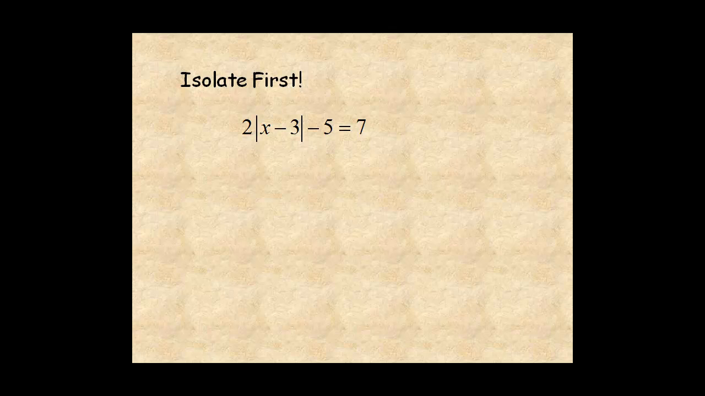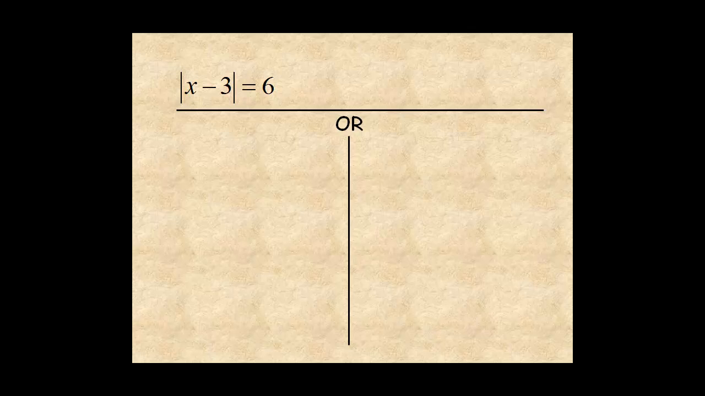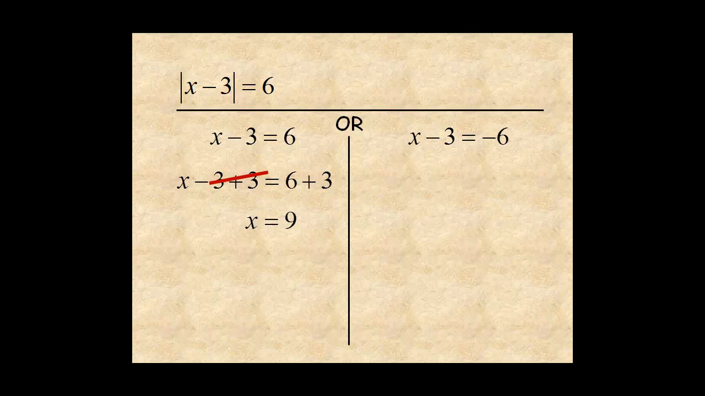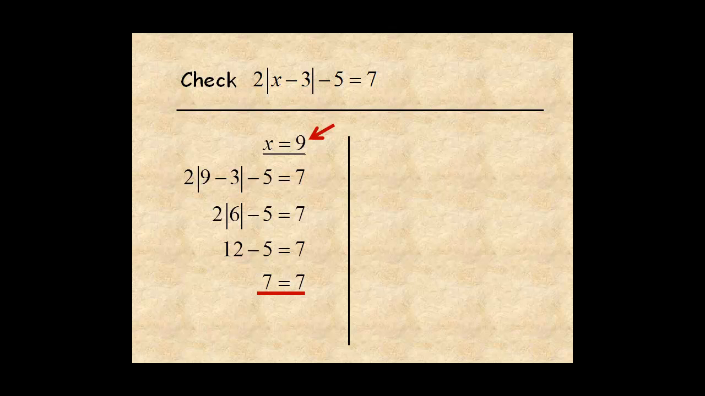Add 5 to both sides, and divide both sides by 2 for the absolute value of x minus 3 equals 6. Then write the two equivalent equations. On the left, solve by adding 3 to both sides for a solution x equals 9. On the right, add 3 to both sides for a solution of x equals negative 3. Be sure to check the original absolute value equation for x equals 9 and x equals negative 3.